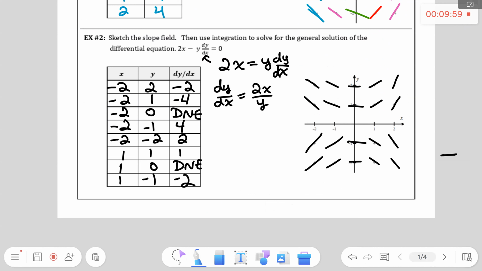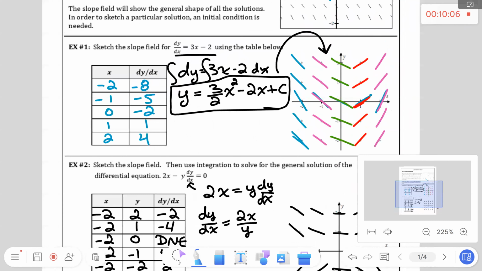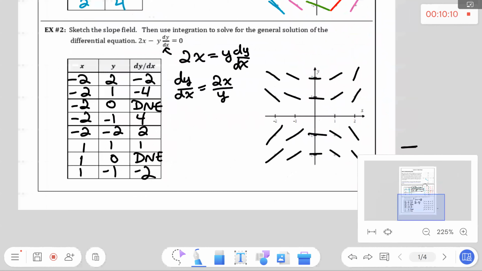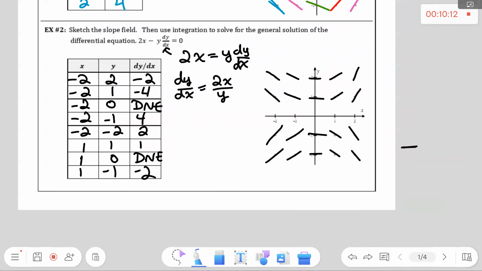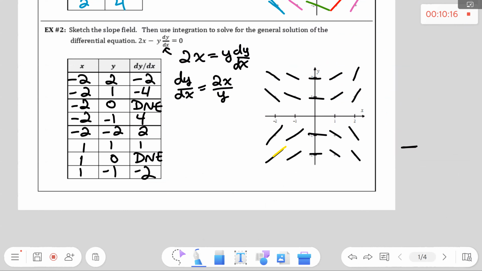There's not really any color coding because I color coded the last ones since all those slopes were the same. None of these slopes have a pattern. Well, I guess the pattern would be that one, and that one would be the same.